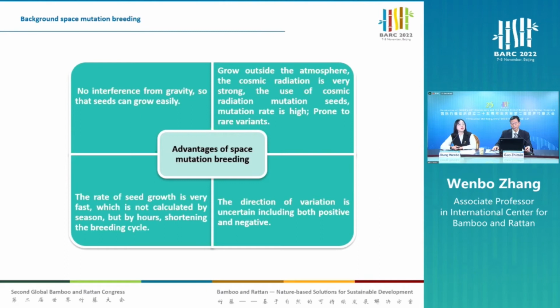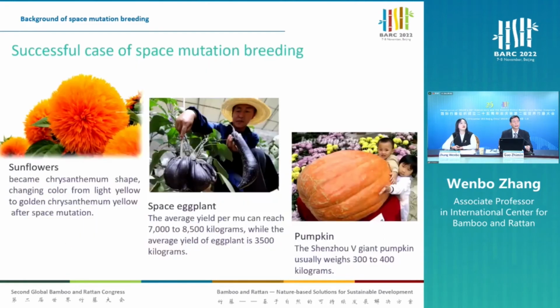And the third, the rate of seed growth is very fast, which is calculated not by the season, but by the hours, shortening the breeding cycle. The fourth, the direction of variation is uncertain, including both positive and negative. The picture shows successful cases of space mutation breeding, such as sunflowers, space eggplants, and pumpkins.